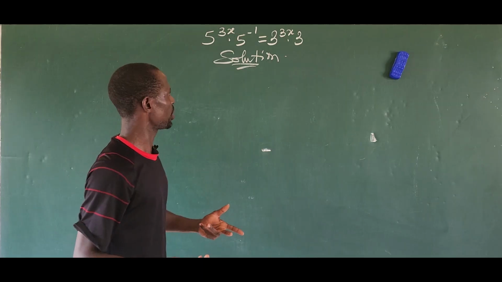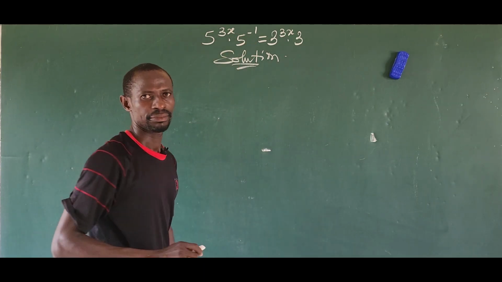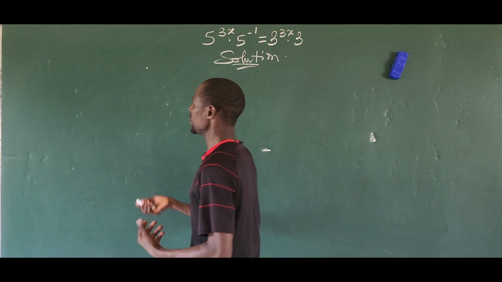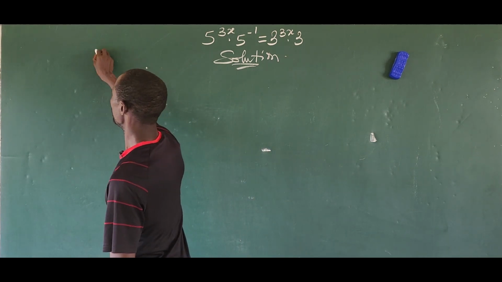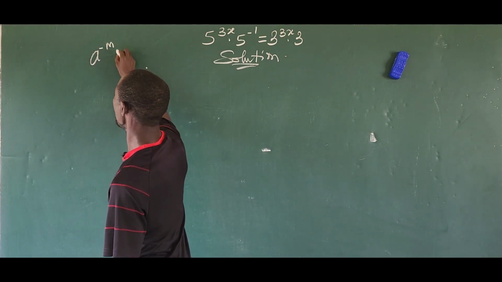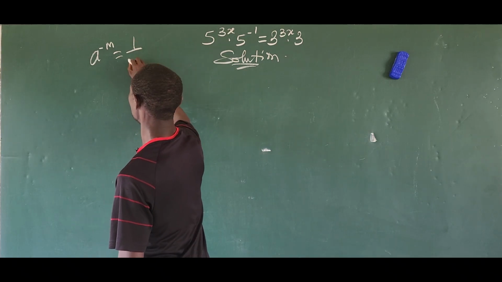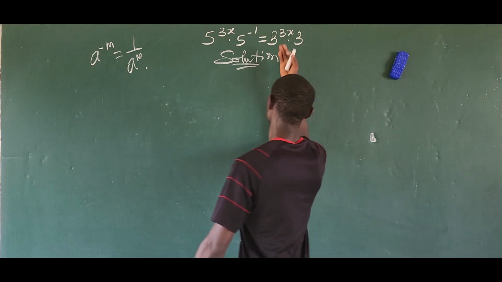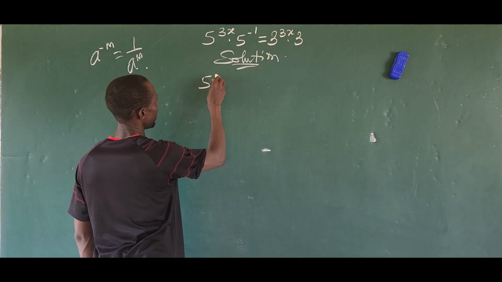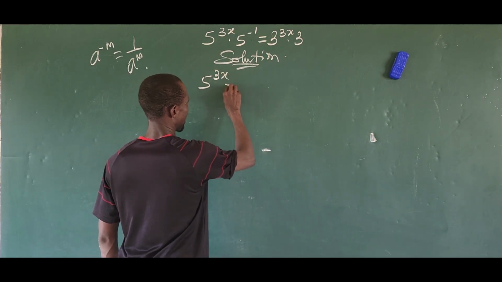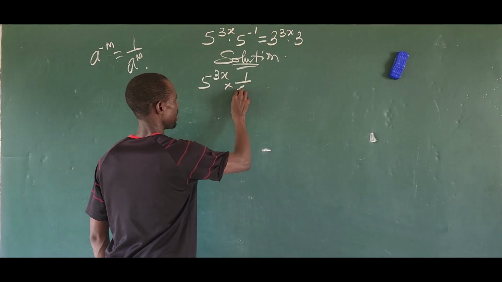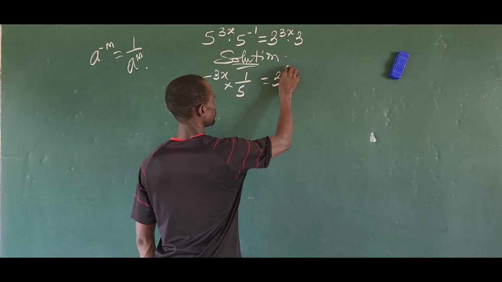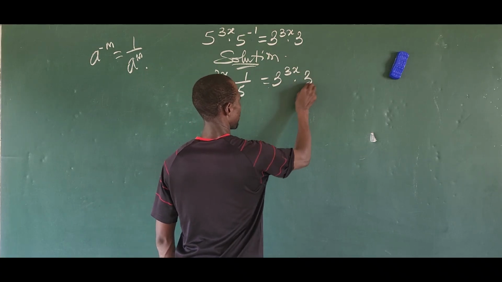Now the first thing we're going to do here is to rewrite this 5 to the power of minus 1, because according to the rule of indices, a to the power of minus m is 1 all over a to the power of the positive power. So writing this is going to give us 5 to the power of 3x times 1 all over 5 to the power of 1, which is the same thing as 5, equals 3 to the power of 3x times 3.